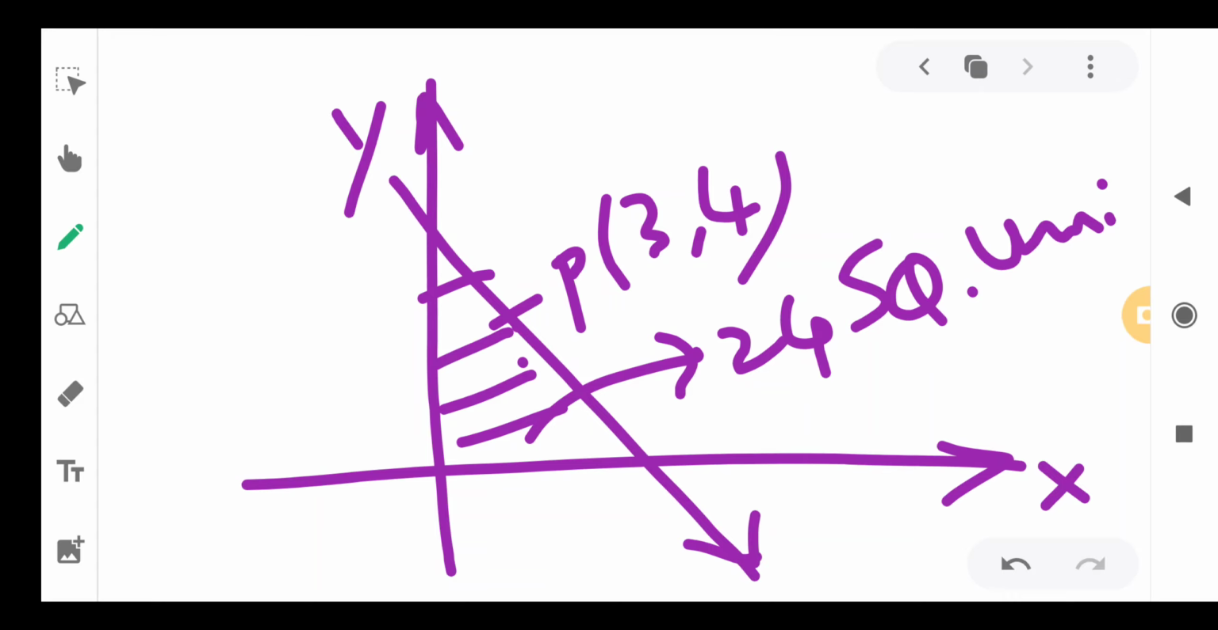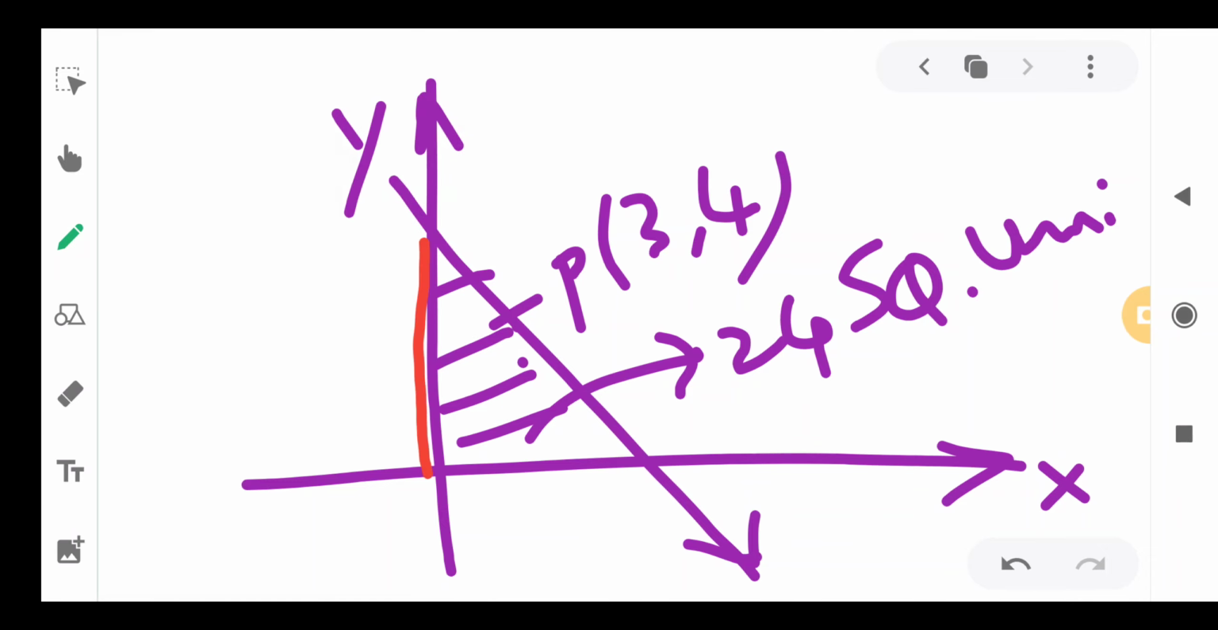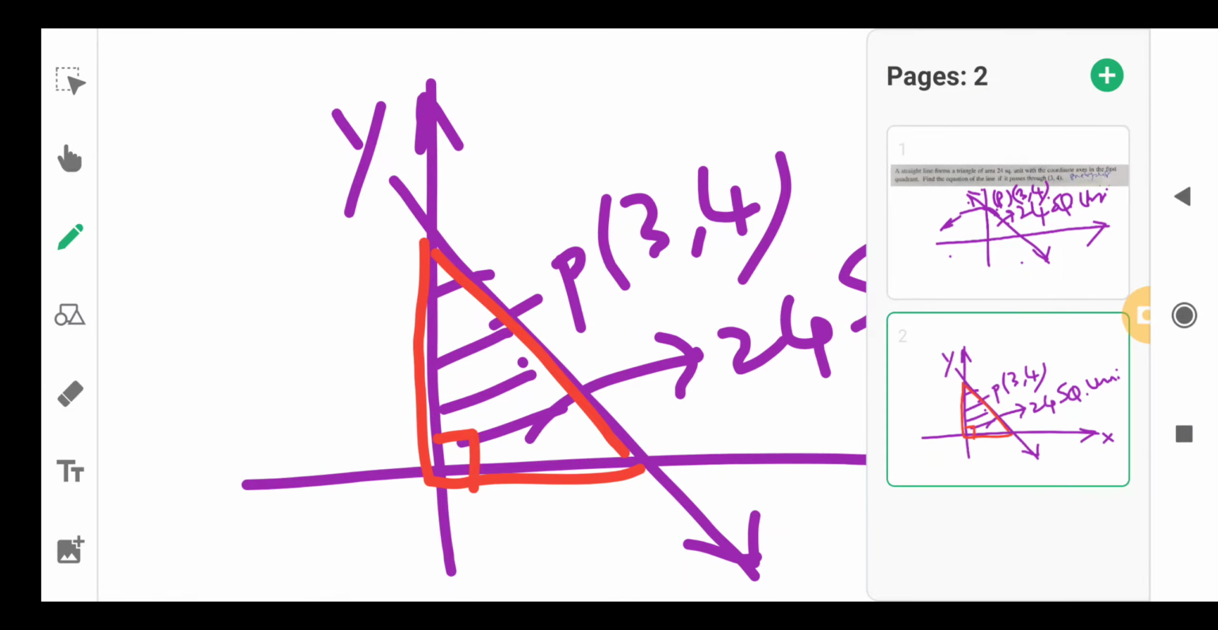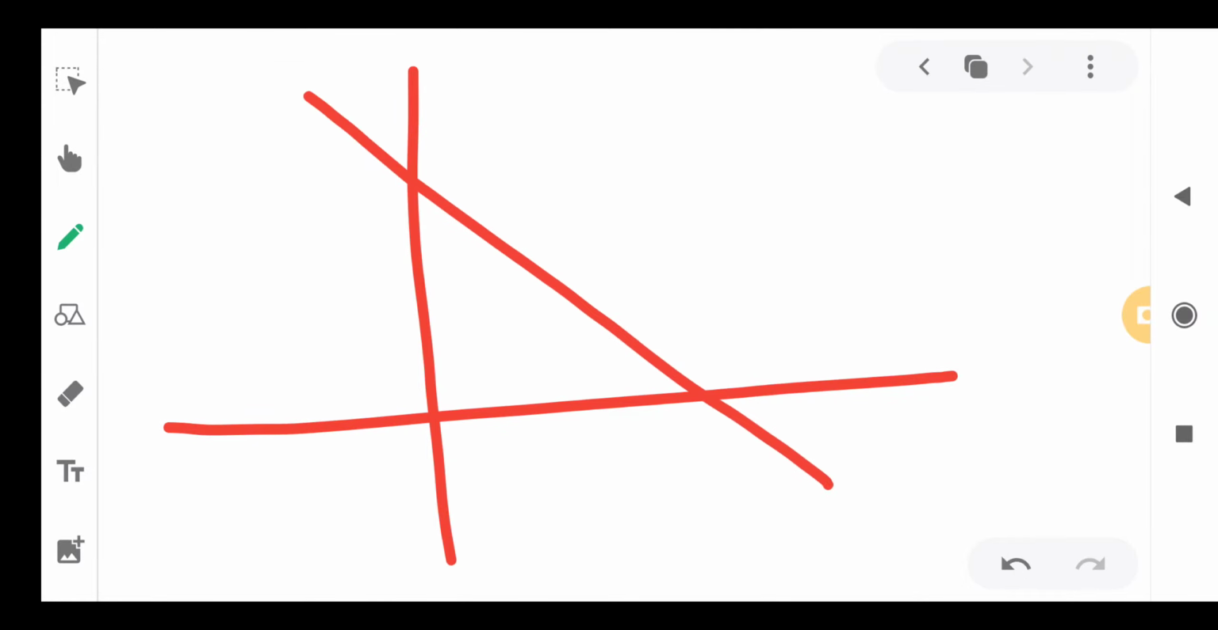Means this is a triangle. What is the triangle formed? So this is the triangle. This triangle is a right angle triangle. So here the area formed is 24 square units. So what is the equation of the line we have to find out? Now we'll draw this one again. This is what we have to find out, right? This equation we have to find out.